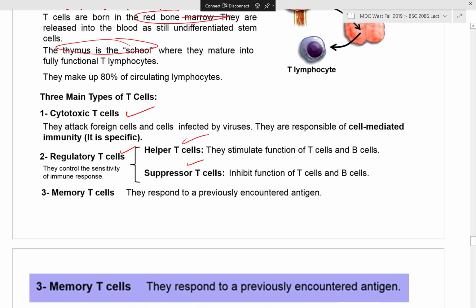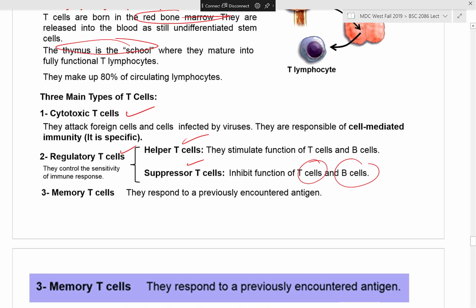The suppressors inhibit the function of T cells and B cells. That means if you have too many T cells working in one location, what do you do? You send a suppressor, and the suppressor says, you know what? Stop. Because too much of this can lead to an autoimmune disease, right? Or it can lead to an excessive amount of tissue damage. And you don't want that.